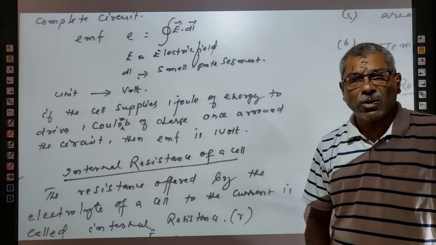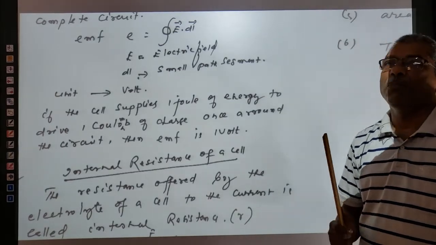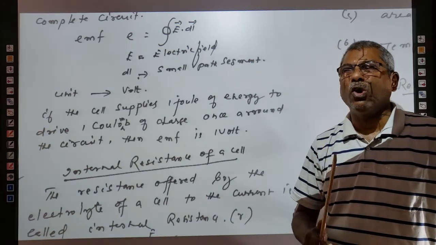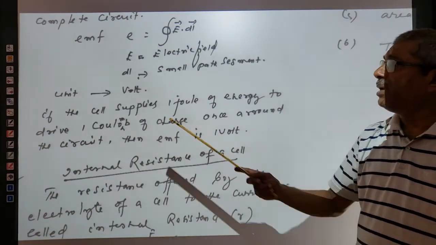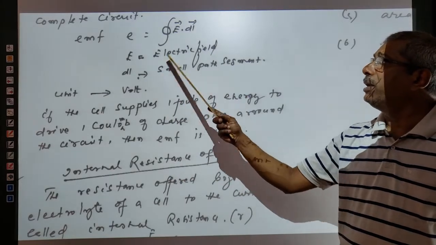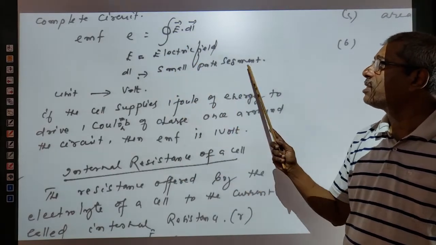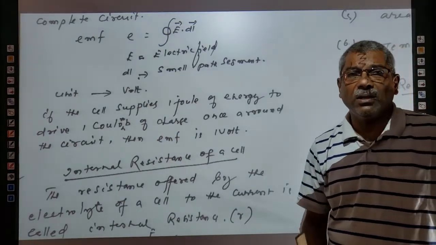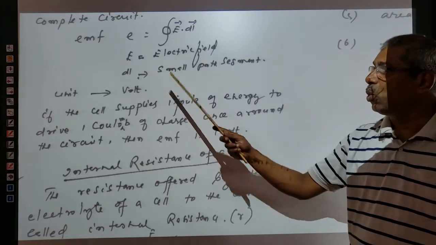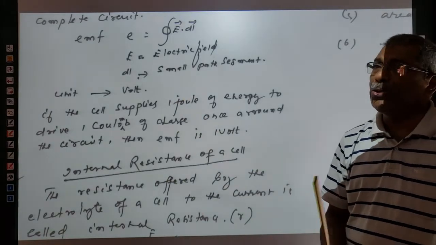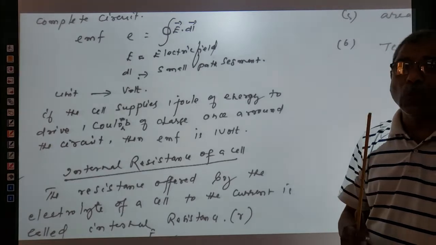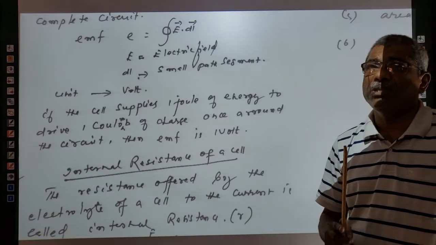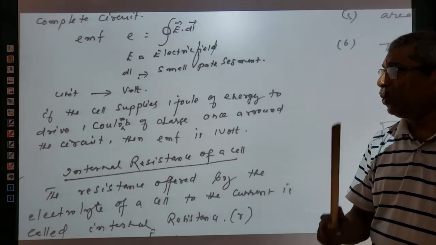EMF is actually potential difference only, but it is the potential difference between the two terminals of a cell when no current is drawn from the cell. In this, E is the electric field and dl is the small path segment. Unit of EMF is just like potential difference only. It is volt. If a cell supplies 1 joule of energy to drive 1 coulomb of charge around the circuit once, then the EMF of the cell is equal to 1 volt.